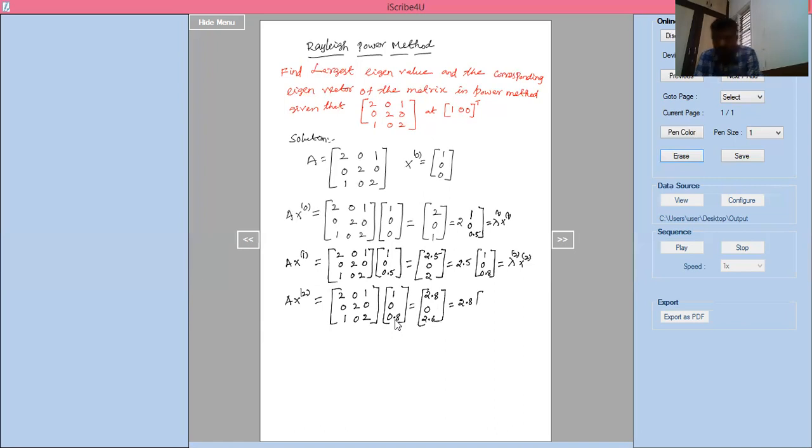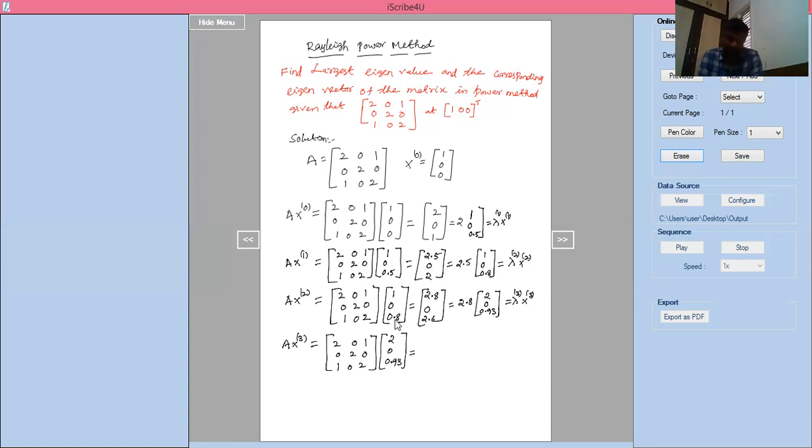I'm taking the largest value 2.8 outside. Then we get 1, 0, and 2.6 divided by 2.8 is 0.93. So this one is lambda 3 x3. Next, similarly, I want to find A x3. A x3 is 2, 0, 1, 0, 2, 0, 1, 0, 2 into x3, where the value of x3 is 1, 0, 0.93.